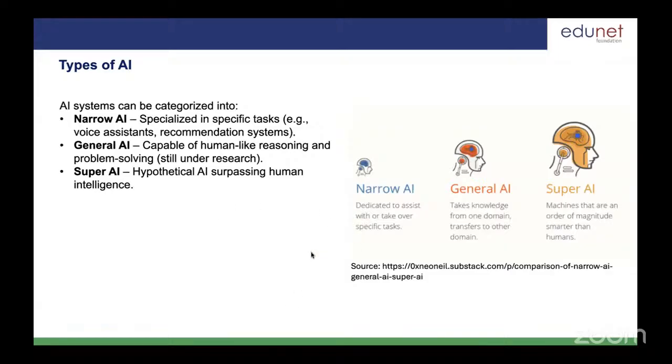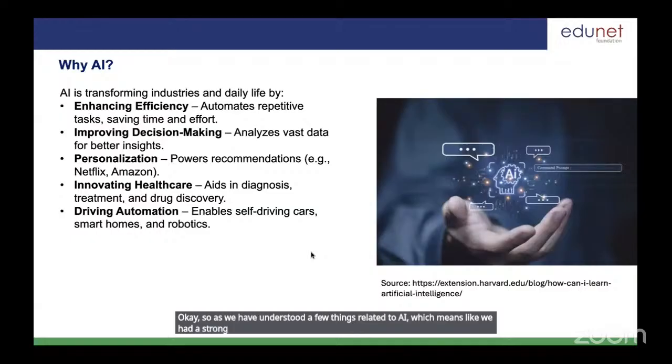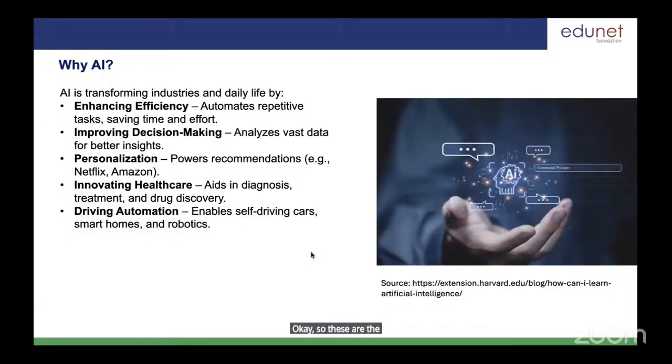Okay, so as we have understood a few things related to AI, we had a strong definition, we understood the definition of artificial intelligence. We also saw what the key characteristics are. We saw about the types. Now we're going to discuss why exactly we require artificial intelligence. So these are the things we'll be looking into.